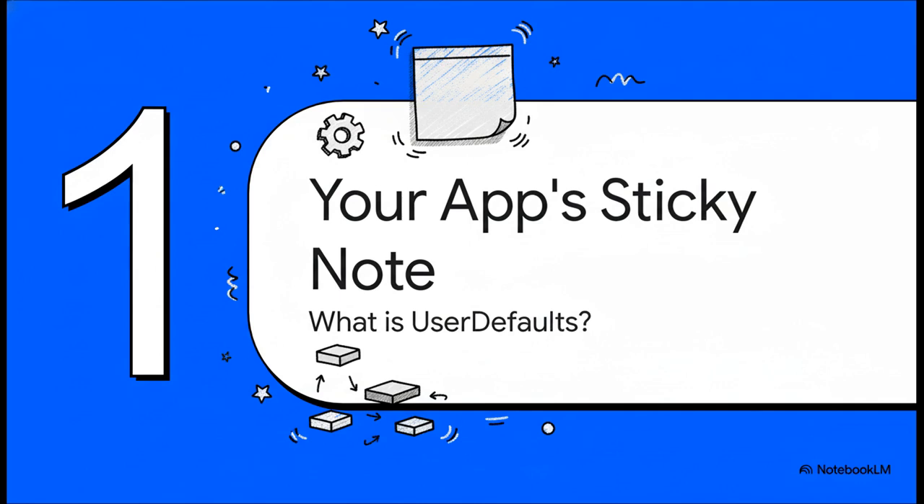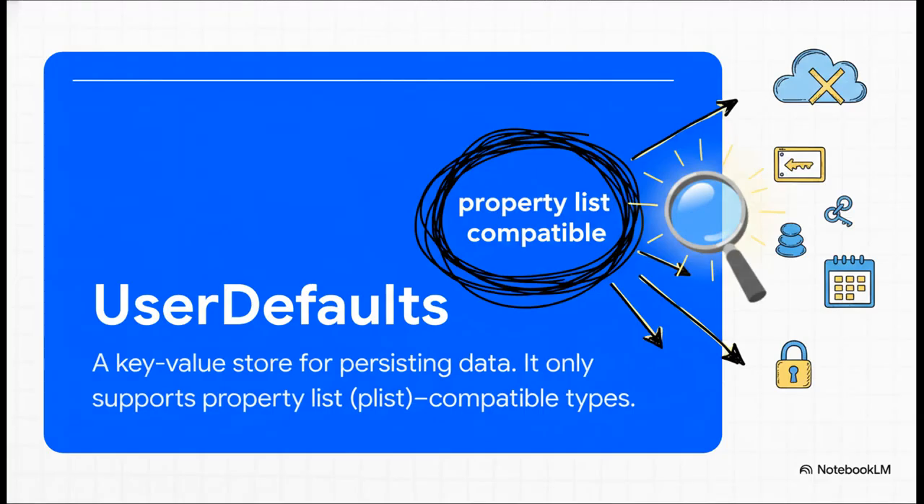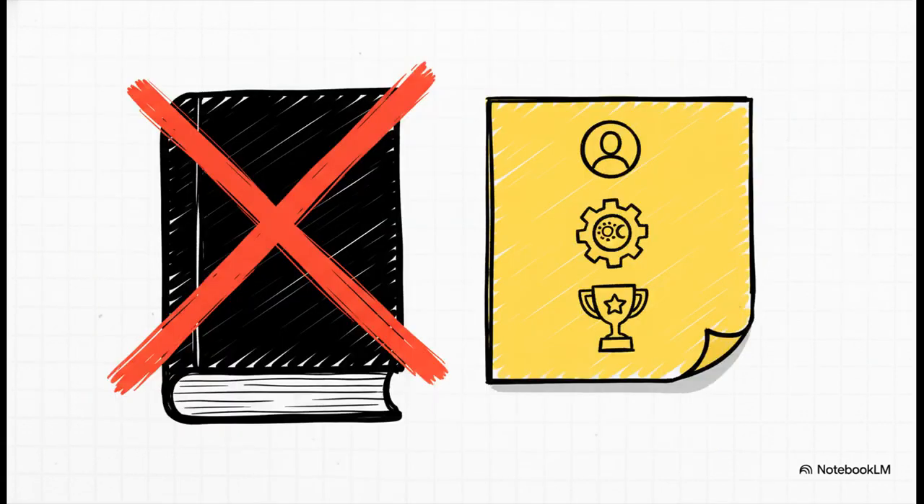Okay, first things first. Before we can talk about the rules, we have to know what we're dealing with. So what is UserDefaults at its core? You see that phrase right there? Property list compatible. That is the secret to everything. That's the key. UserDefaults is not some big, heavy database. No way. It's a super lightweight system that's built around this one specific data format, which makes it really fast, but also limited.